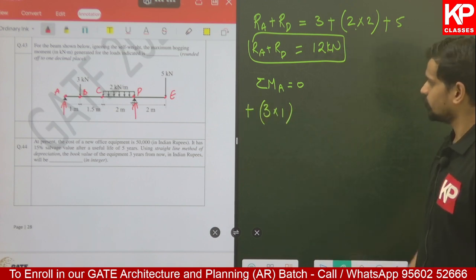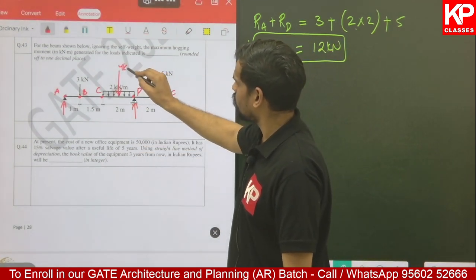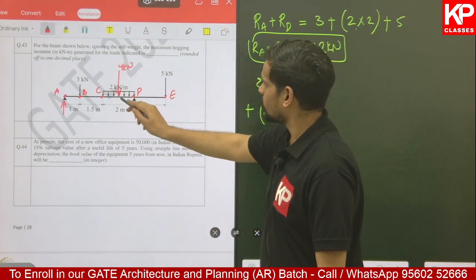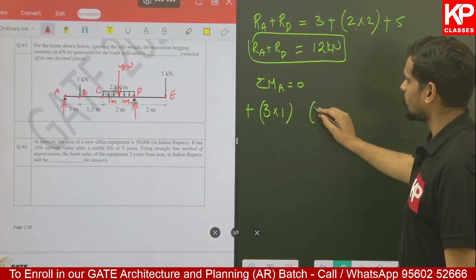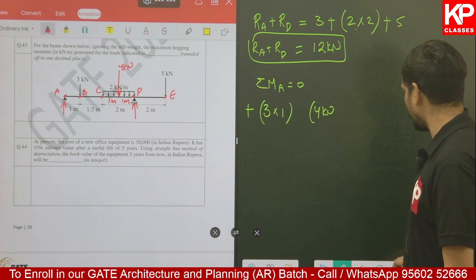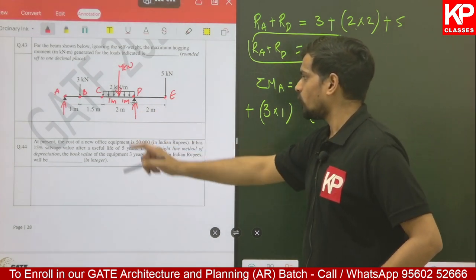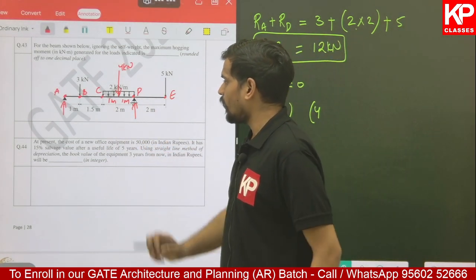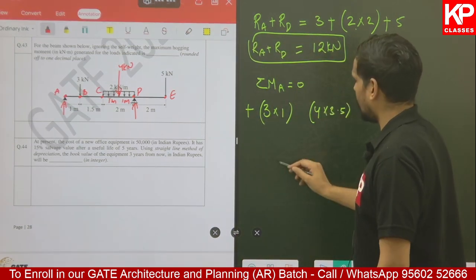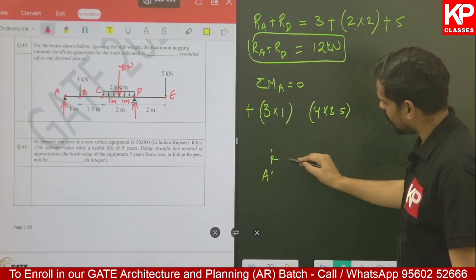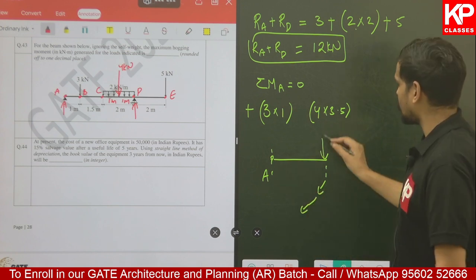The next one, this UDL I can convert into a point load of 4 kN acting at the centroid of the UDL. Centroid of the UDL will be 1 meter from this point and 1 meter from the support. So that 4 kN, the value of the UDL, converted into a concentrated load at the centroid, is multiplied by 1 plus 1.5 plus 1, that's the perpendicular distance, so it is 3.5 meters, so 4 into 3.5. Again, this is the reference section A, the load is acting from the top, it is creating a clockwise moment, clockwise turning effect is always taken as positive again.